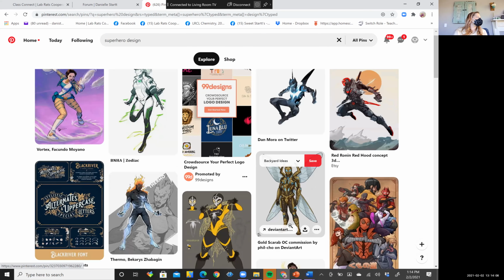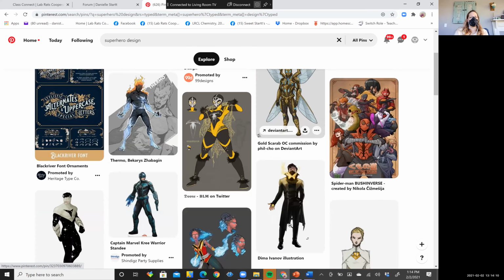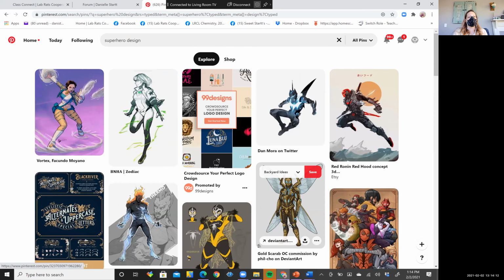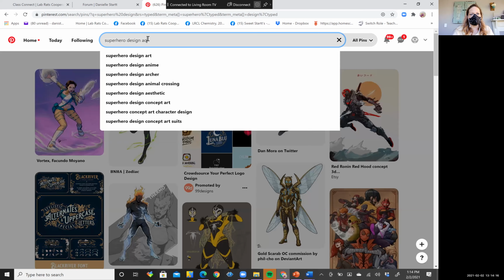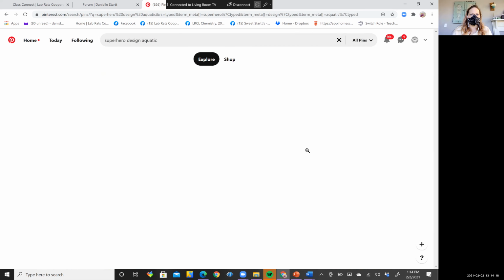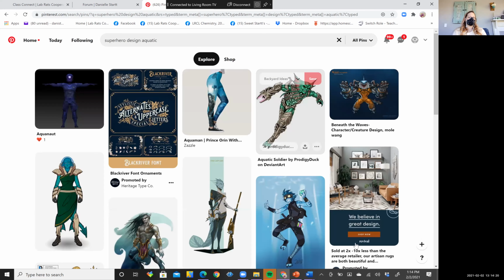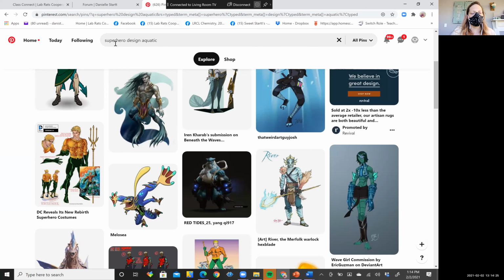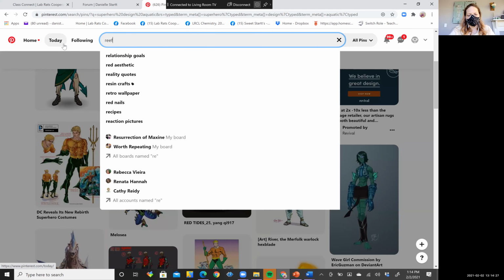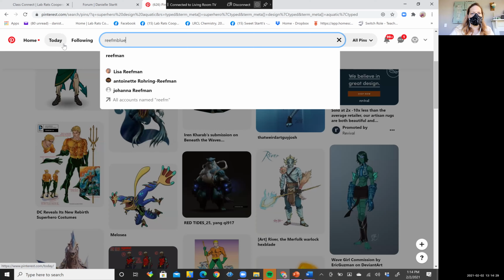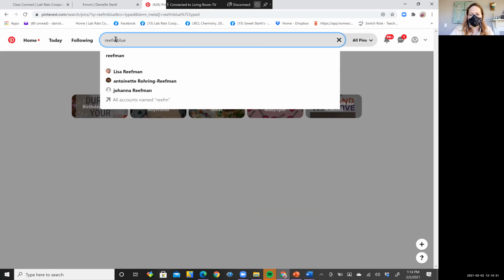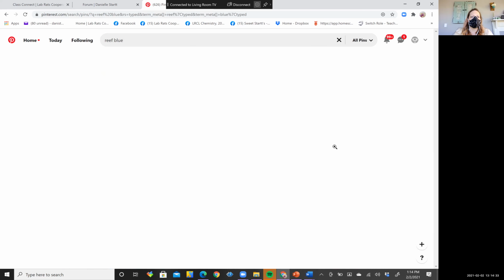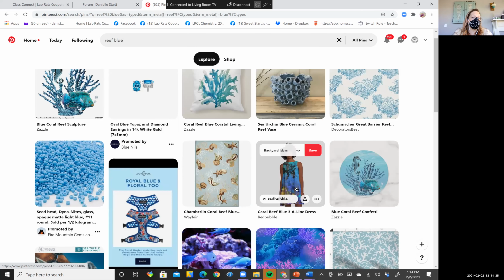Oh, here are some superheroes. Maybe you want them to look like this or that, or maybe your superhero lives in the water. So you could search superhero of reef blue. Well, here are some aquatics. Look at sea foam. Sounds fun, right? Reef blue. Ooh, that's pretty.